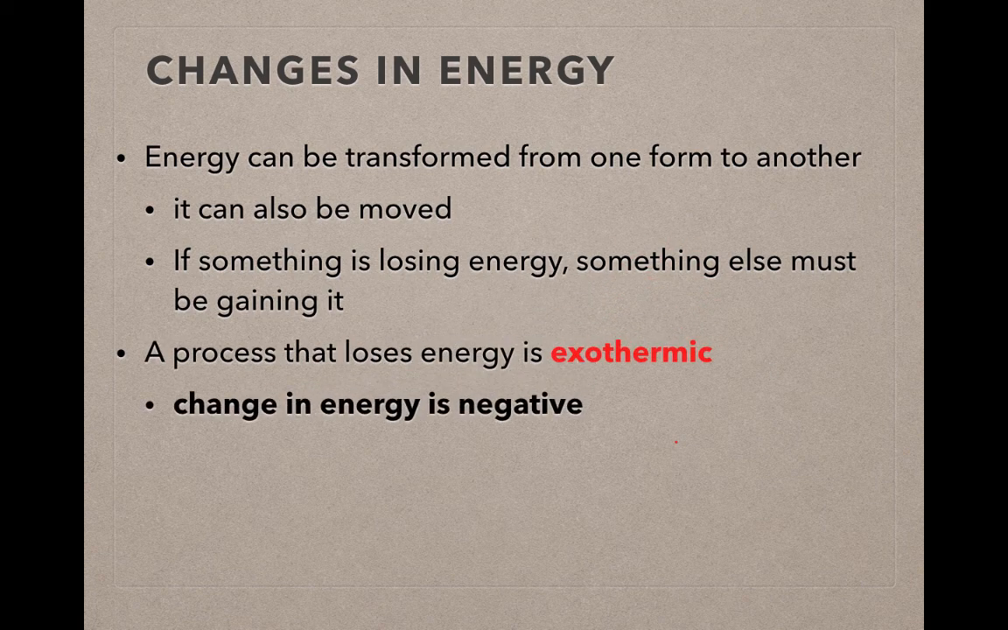In any process that loses energy, so a system that loses energy, we refer to that process as being exothermic. And if we're looking at a sign for a change in energy, that sign would be negative because something is losing it. It would just be if you are spending money, you're losing money. And if you were to write that down in an accounting sheet, that would be negative money because it's going away from you.